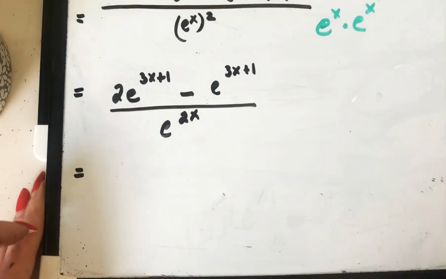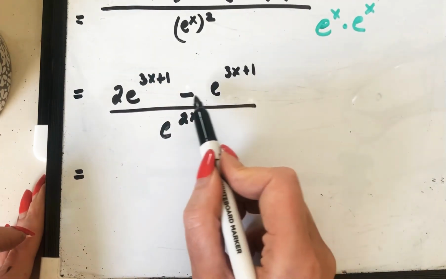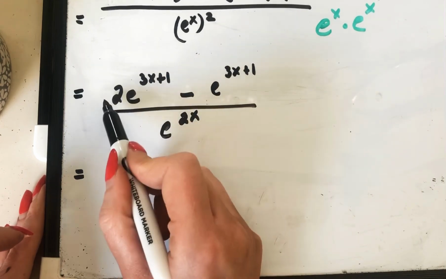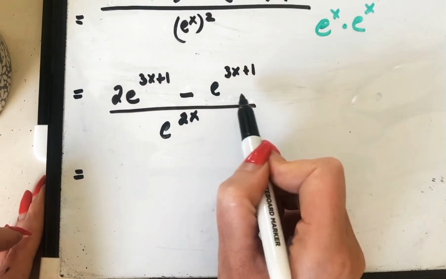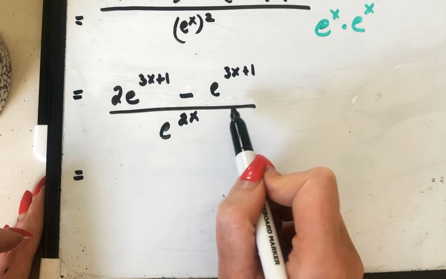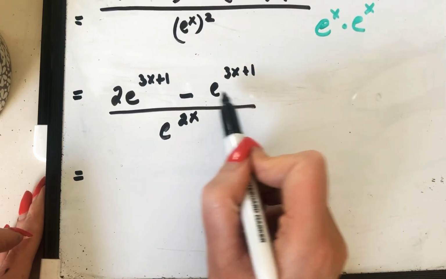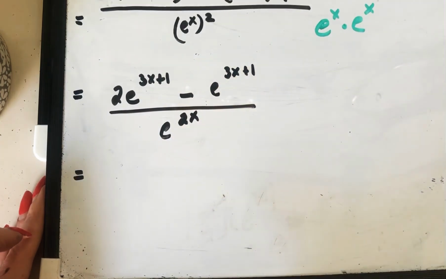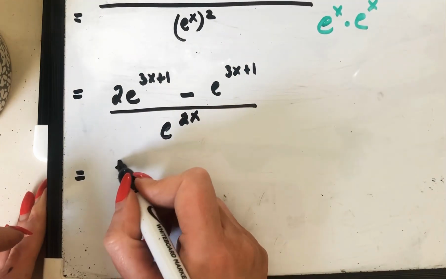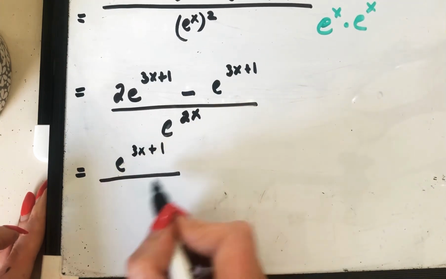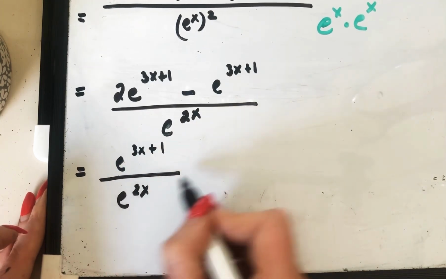Now we're taking away. So we're taking away a negative e to the 3x plus 1 from this. Well, there's 2 of them here, and we're taking away one of them. So as I say one of them, I mean e to the 3x plus 1. So if we're taking away this one from 2 of them, of the same thing, we're just left with e to the 3x plus 1 all over e to the 2x.